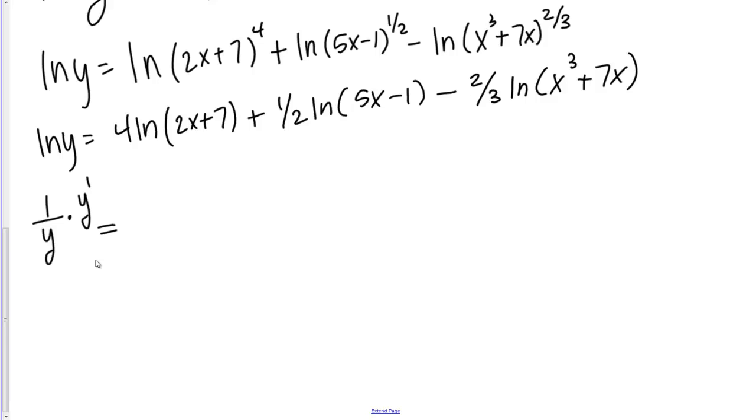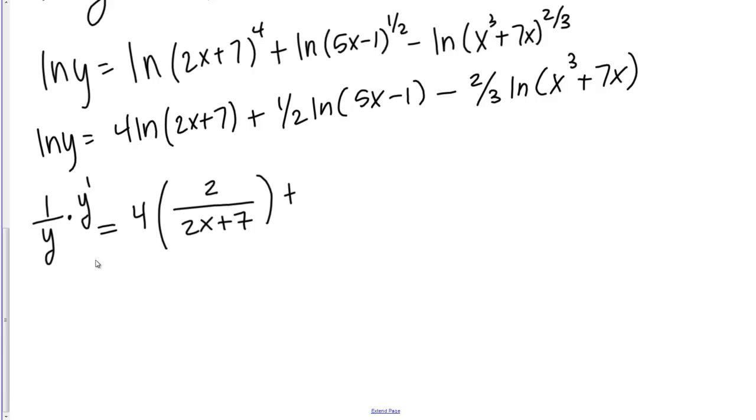Equals. Okay, so on the right-hand side, I need to take the derivative of all of these natural log expressions. So remember, in general, the derivative of the natural log of x is 1 over x, but of course, these are functions of x, so it's going to be 1 over that function and then times the derivative of that function. So here, I'm going to get 4. Okay. I'm going to have 2x plus 7 on bottom. And then I need to multiply by the derivative of 2x plus 7, which is 2. So I'm just going to go ahead and put that on top.